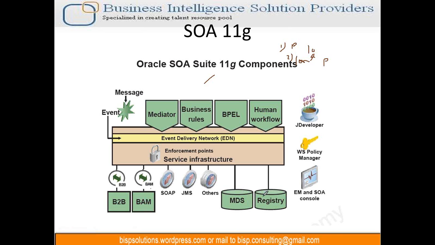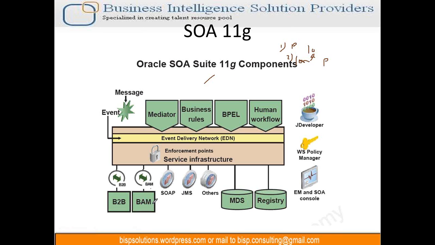Registries is nothing but a UDDI. Like I said, they are nothing but yellow pages. B2B is used for e-commerce transactions. You have to do EDI transactions, 810s, 850s, 894s, or in healthcare it is the HL7 standard. If it is manufacturing, it can be RosettaNet. These types of standards have to be used, and B2B comes in handy.